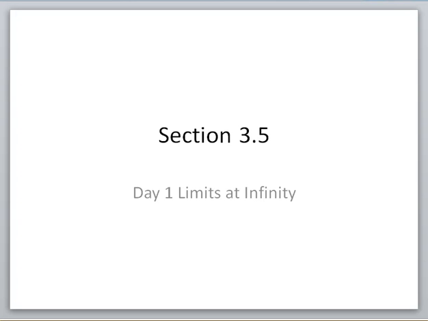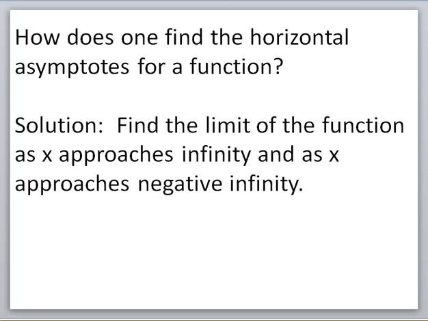Alright, today I'm going to start talking about limits at infinity, and we'll go back and start thinking about some of those things that we've been doing earlier this year with limits. So the first thing I want to talk about is, how do you find a horizontal asymptote for a function? Well, horizontal asymptotes are found by finding the limit of the function as it approaches infinity and negative infinity.